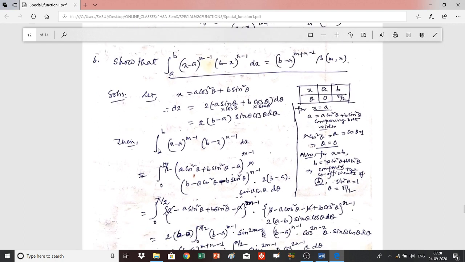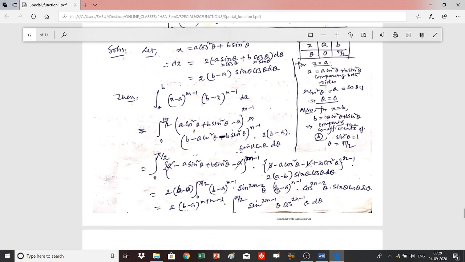So just substitute the values here. I have written the integral from a to b on this expression: (x - a)^(m-1) (b - x)^(n-1) dx. Just substitute; 0 to pi by 2 are the limits. So then you write here that x is equal to a cos square theta plus b sin square theta, then minus a, to the power m minus 1, and into (b - x), that is b minus a cos square theta minus b sin square theta, to the power n minus 1, then 2 into (b - a), the value of dx, and then sin theta cos theta d theta.